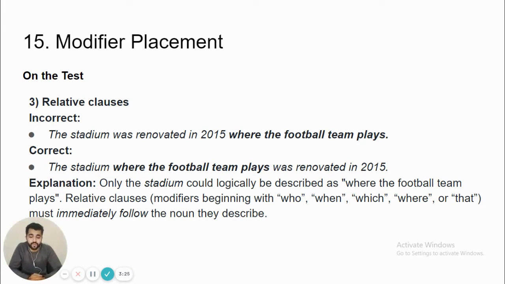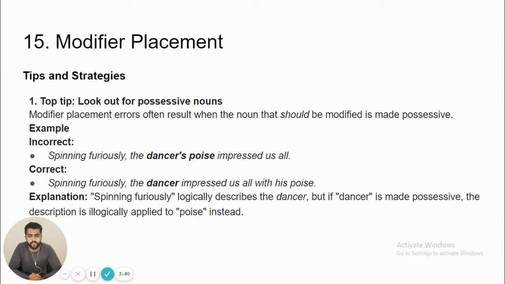Let's read the explanation as well. Only the stadium could logically be described as where the football team plays. Relative clauses, modifiers beginning with who, when, which, where, that must immediately follow the noun they describe. So what are the tips? Number 1, look out for possessive nouns.